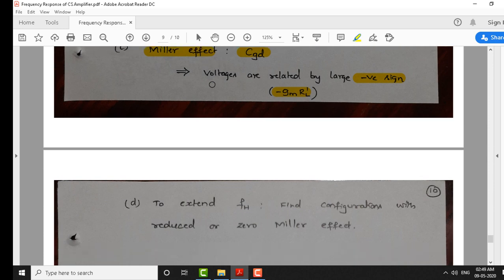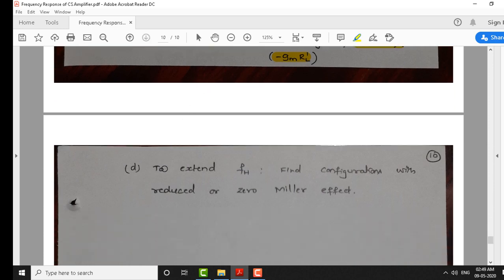Finally, in order to extend the upper cutoff frequency that is desired in a common source amplifier, we need to find a suitable configuration, which may not be common source, but some other configuration with reduced or zero Miller effect. With such a configuration, the upper cutoff frequency can be extended.